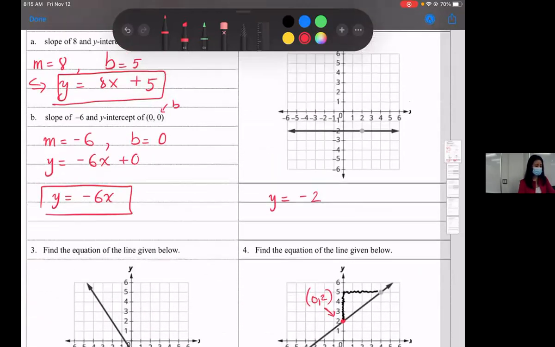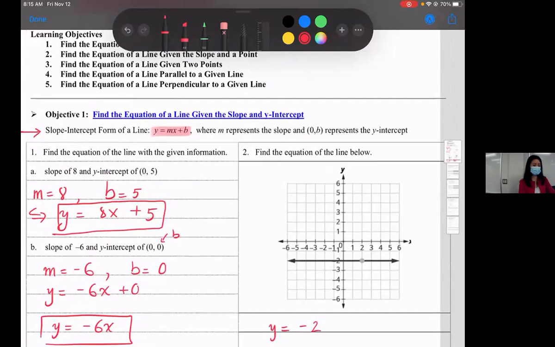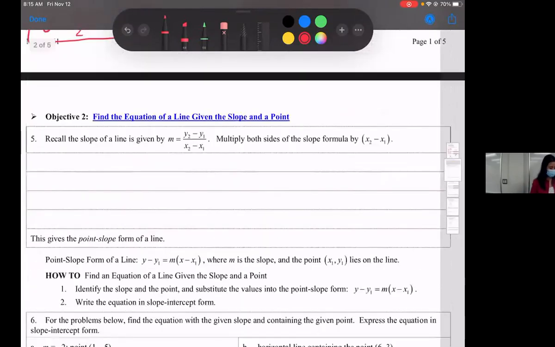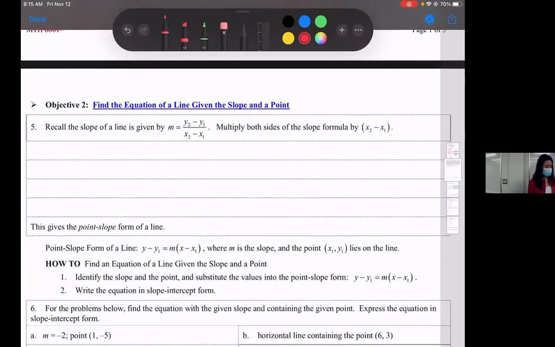So we okay with objective 1? It's pretty straightforward. Objective 2, find the equation of a line given slope and a point.